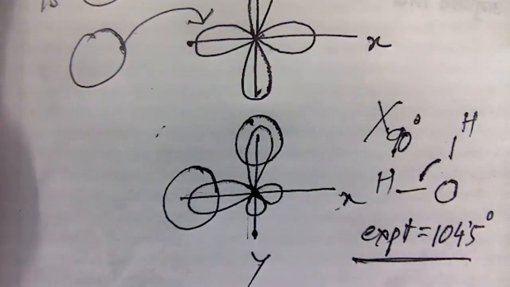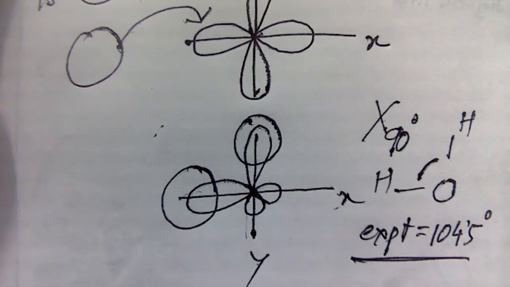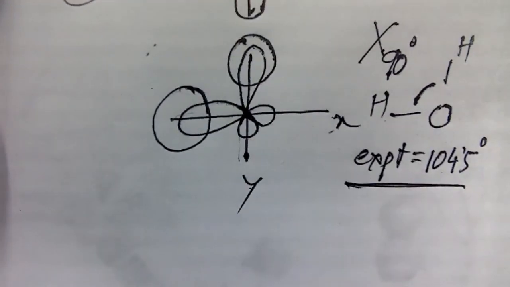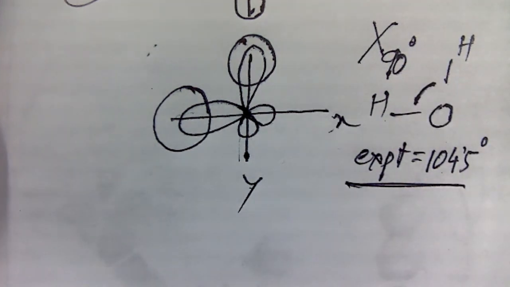So whatever you get experimentally and whatever you get theoretically, they're not the same, isn't it? That's why the things are not matching. So some drawbacks are there. That means valence bond theory can explain how the bond is formed, but it cannot explain the structure of the molecule. The angle which is supposed to be 104.5, according to this theory, is coming to 90. So it is wrong.